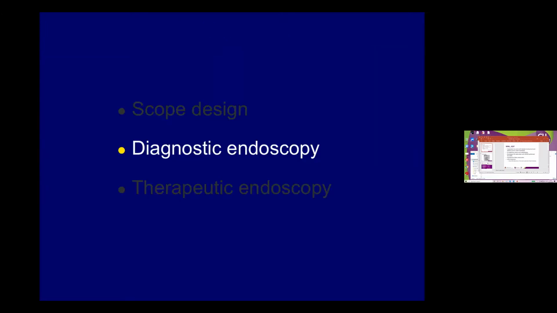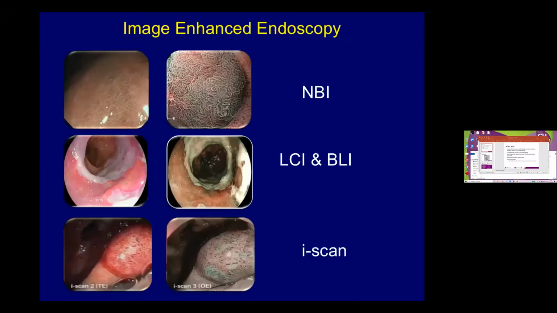So we next come to diagnostic endoscopy. In diagnostic endoscopy, image-enhanced endoscopy has become the standard of care. I don't think there is any worthwhile unit in the world that doesn't do image-enhanced endoscopy. We have actually decreased our white light endoscopy. We are doing more narrowband imaging, or if you have Fujiscopes, it's LCI or BLI, or Pentax scopes, iScan. So a variety of imaging is coming in.